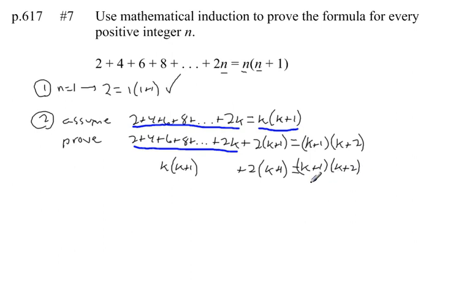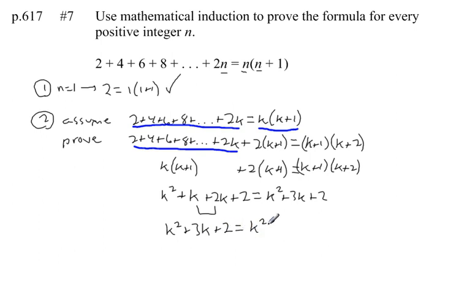So now, I need to do some algebra to try to show that both sides of this equation are equal. Let's use our distributive property, and let's write this as k squared plus k. Let's use our distributive property again to write this as plus 2k plus 2 equals, let's use FOIL over here on the right to write this as k squared plus 3k plus 2. And once I combine my like terms, I can see, yes, both sides here are going to be equal. So k squared plus 3k plus 2 is equal to k squared plus 3k plus 2.